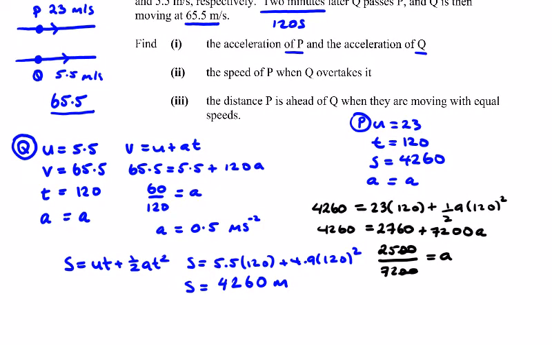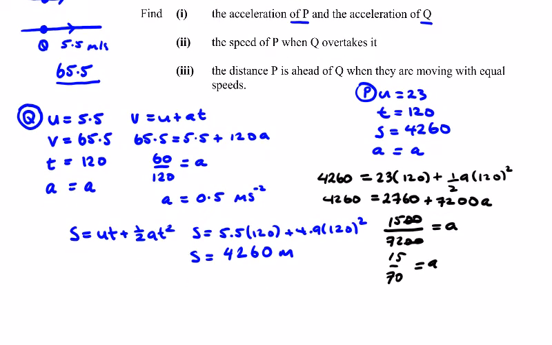See here, 4260 take away 2760 is 1500. So 15 over 72. 3 divides into both of them, which will be 5 over 24 meters per second squared, or ms to the minus 2. And that is the acceleration of P.